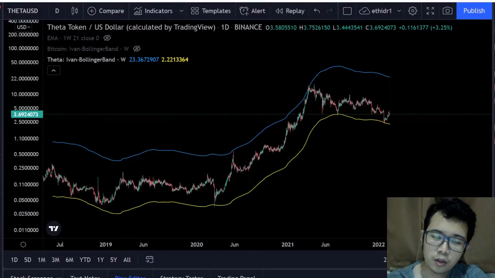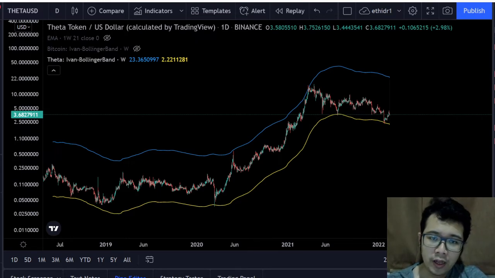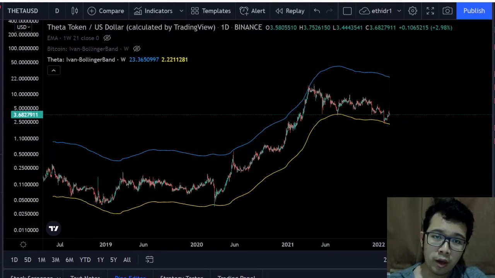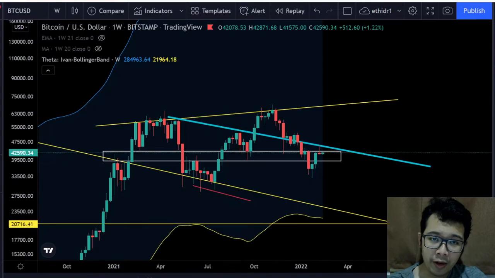Hey everyone, today we talk about Theta, its strong support and the bull run target price, 100% accurate. And this is using the special Bollinger Band. As I told you in my last video, I built my own script for the Bollinger Band. Look at this one.